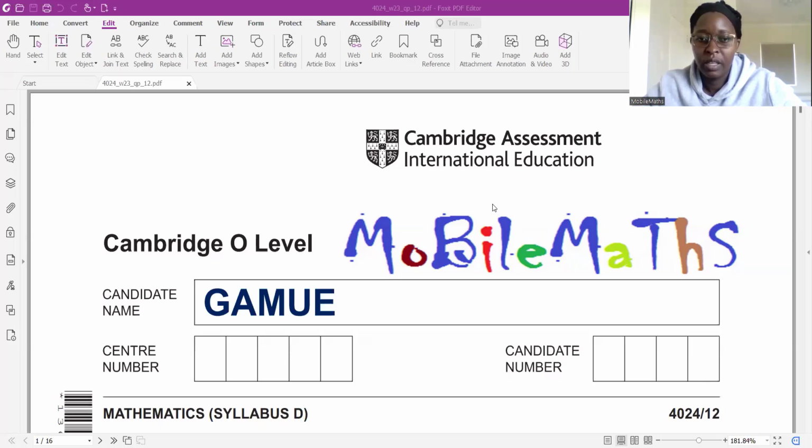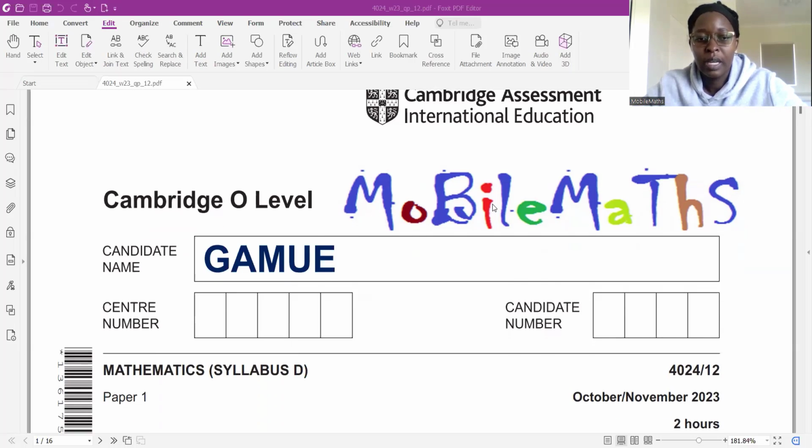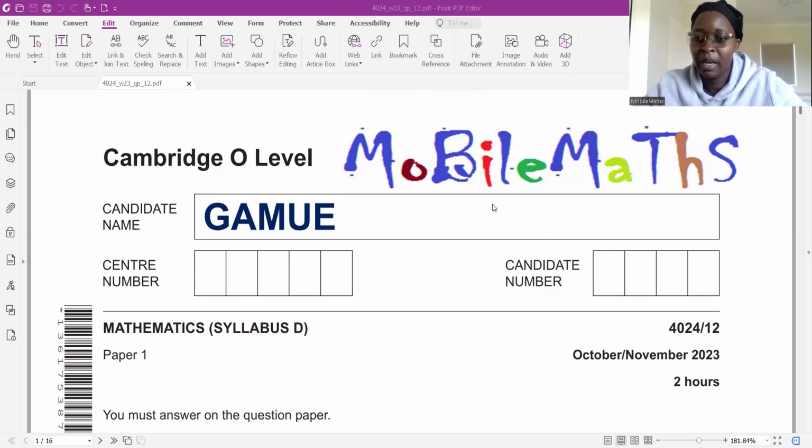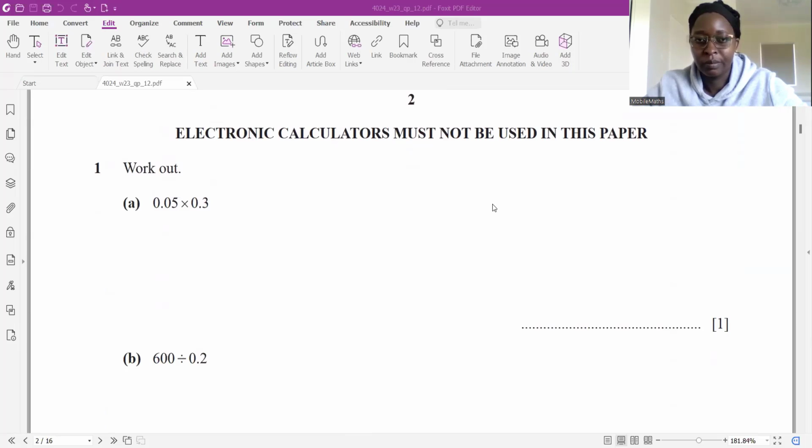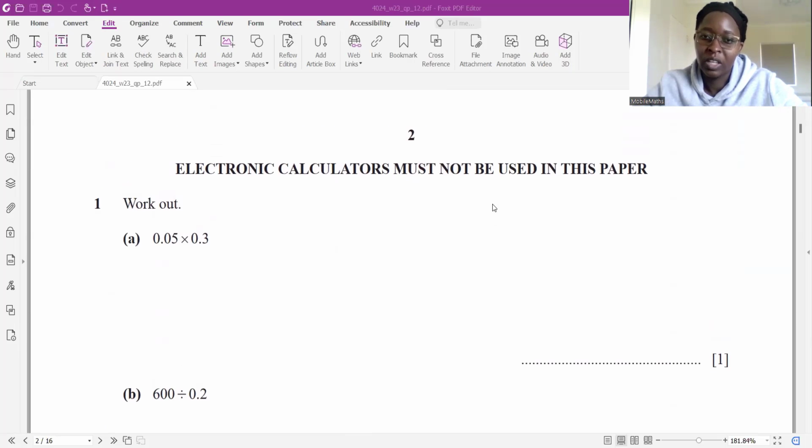This is Try. I'm taking you through the Cambridge O-Level syllabus D 4024, variant 122 for October/November 2023. So let's start with number 1. We are not using calculators on this paper.